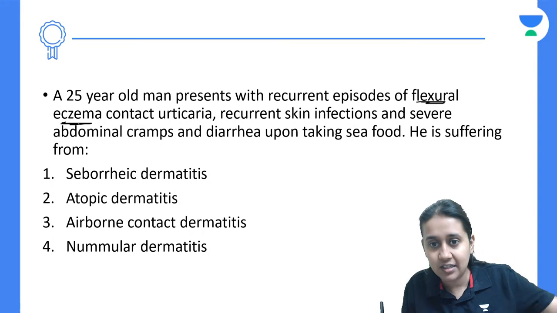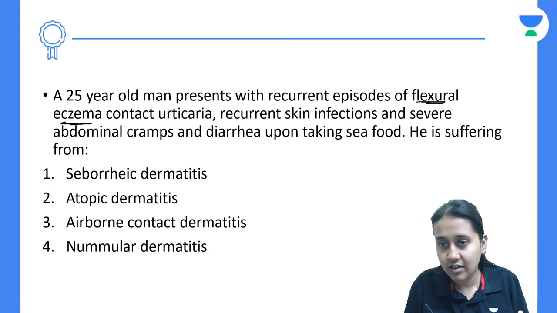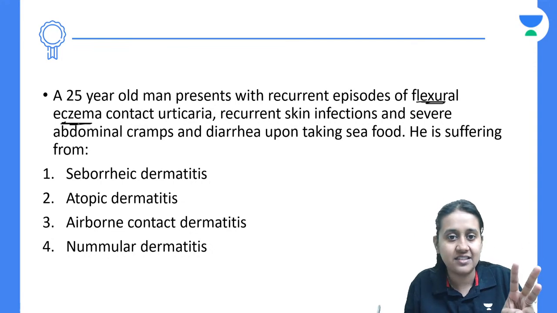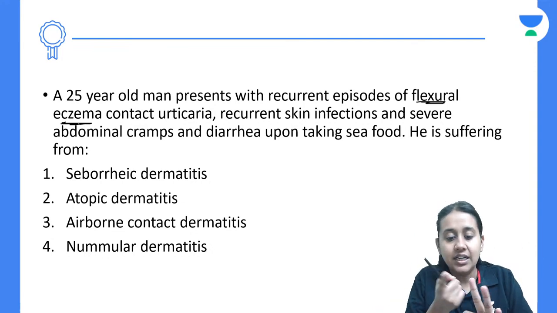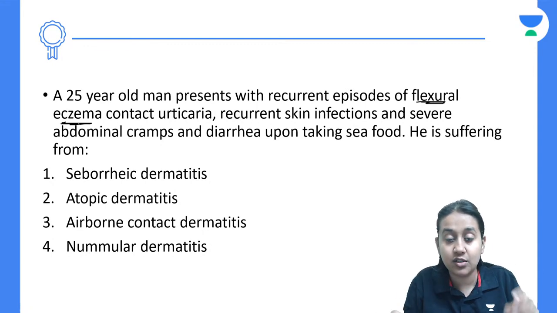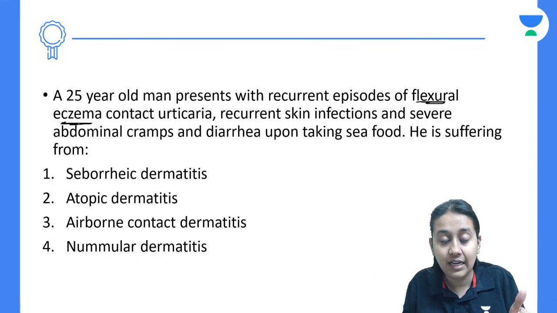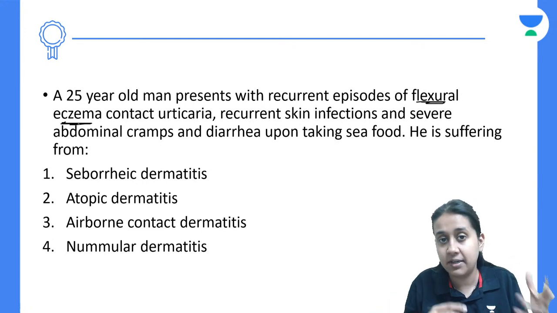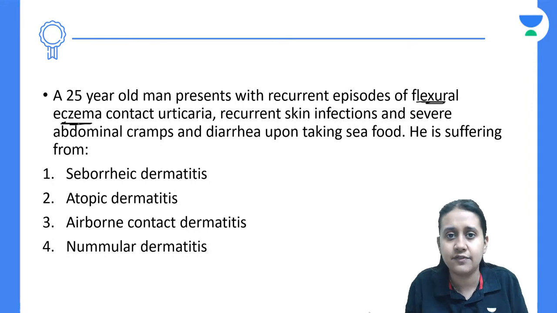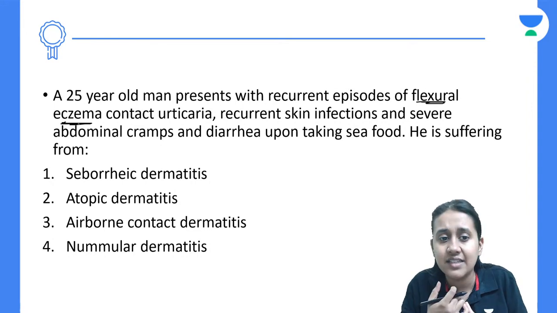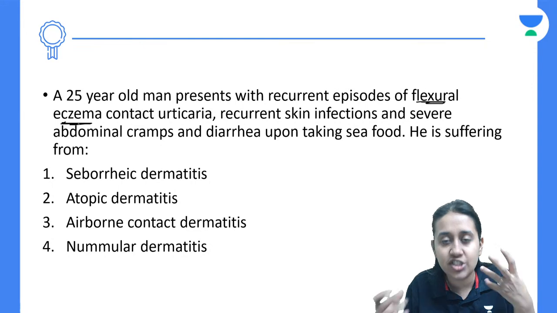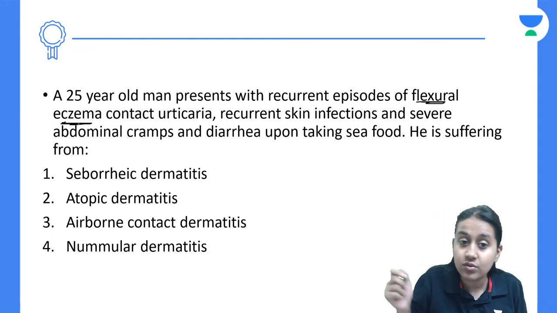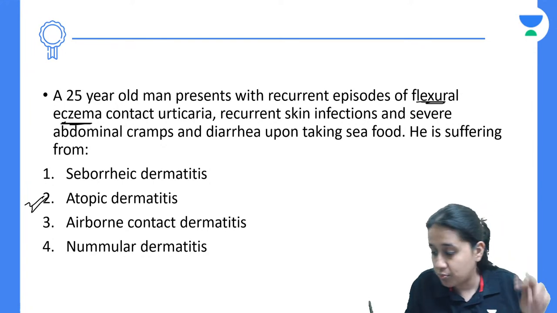Please remember, in atopic dermatitis, we have three phases: infantile, childhood and adult. In childhood phase and adult phase, in both of these cases you have eczema of the flexures. Along with that, there are some of the minor criteria. Presence of itching is a major criteria, but there are other minor criteria, for example allergy with the seafood, recurrent skin infections, urticaria, white dermographism, periocular melanosis, itching in the eyes. These are all minor criteria associated with atopic dermatitis. So the answer here is option number 2.